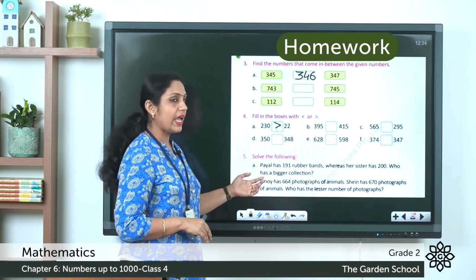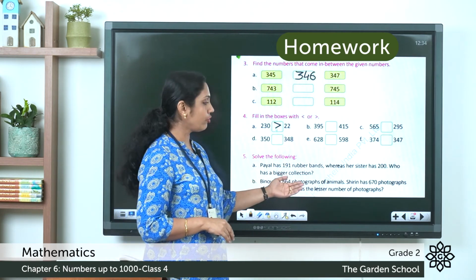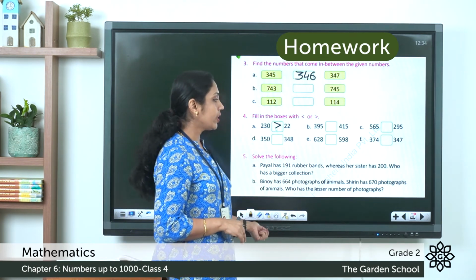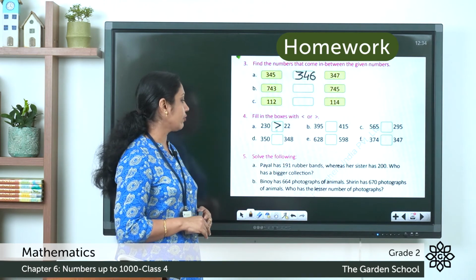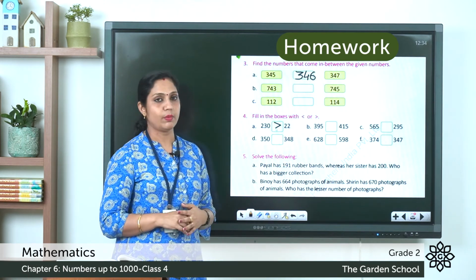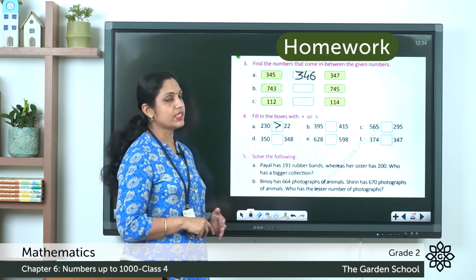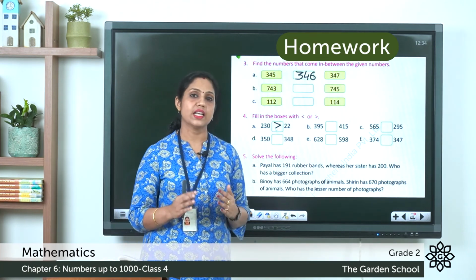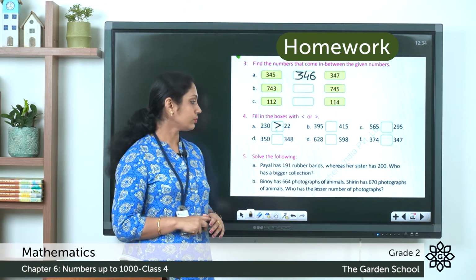B. Binoy has 664 photographs of animals. Shirin has 670 photographs of animals. Who has a lesser number of photographs? So read the question and find out who has a lesser number of photographs here.